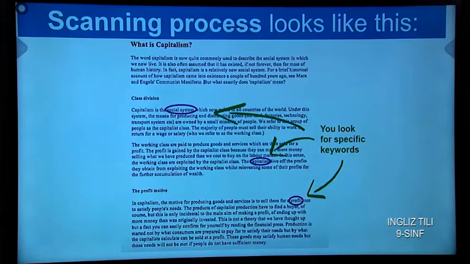Okay? So, next one. How can we scan? Scanning will be like this. For example, you will be given the text, what is capitalism? So, you may just look through for the social system. It means the synonym. So, next one, capitalists. And for specific words, it is profit here.